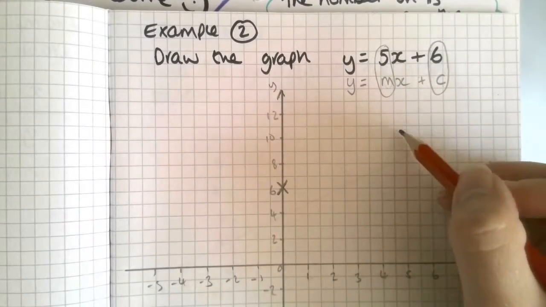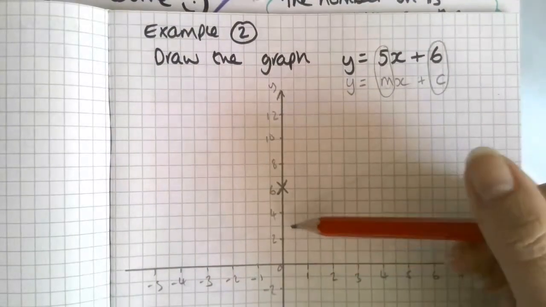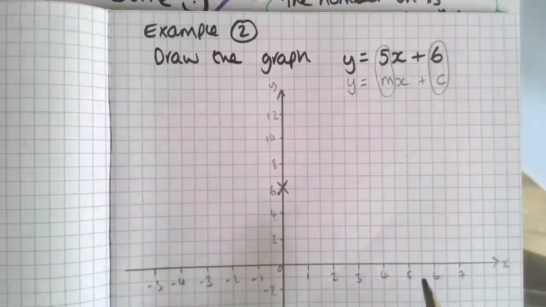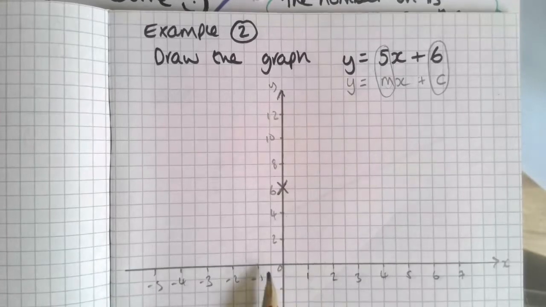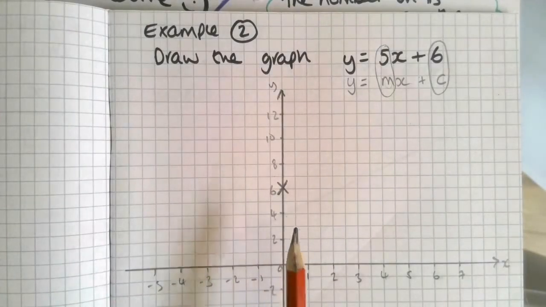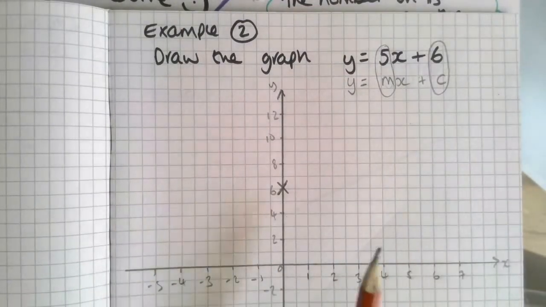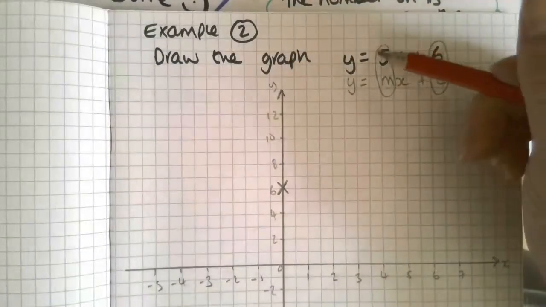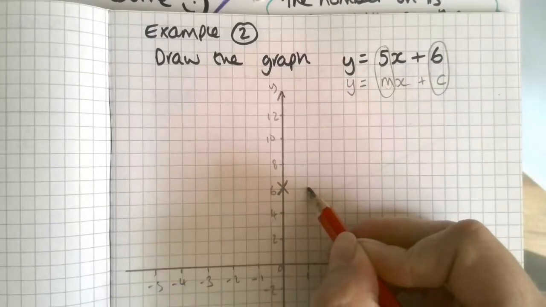Now be careful that you don't just count the squares. I have intentionally here chosen different scales just to prove this point to you. So if you notice on my x scale, I've used 2 squares for 1, and on my y scale, I've used 1 square for 1. So be super careful that you don't just count squares for this. Use the scales on your axes. So a gradient of 5 means for every 1 you go across, you go up 5.